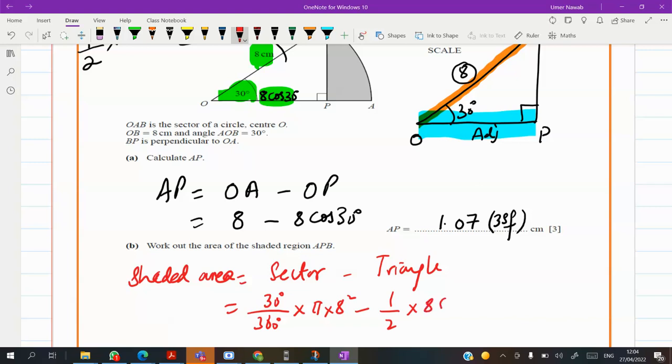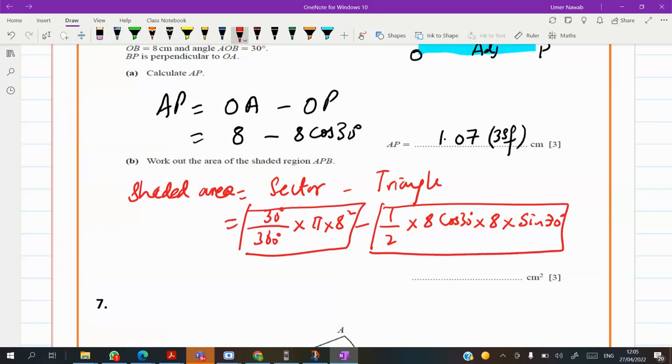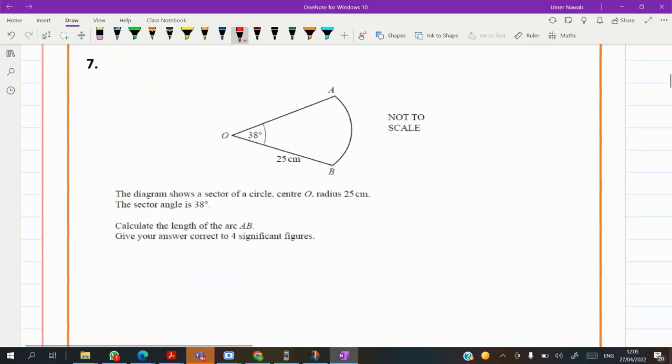One side is 8 cosine 30. Second side is 8, and the common angle is 30. So sine of 30 degrees. So then, guys, you write both of these things in your calculators and subtract them. You get your answer.